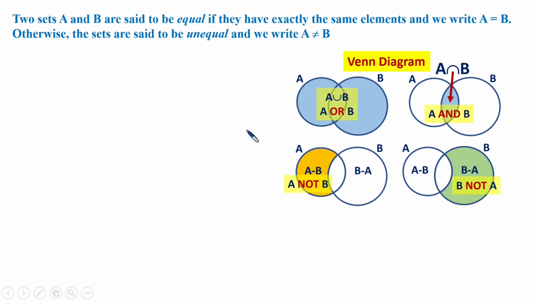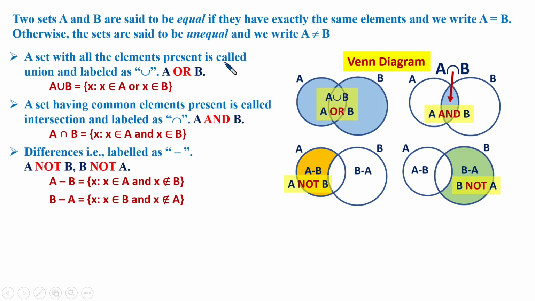So let us write this in words. A set with all elements present is called the union and is labeled with a capital U here, or one can write A or B. Okay? This symbol is called a union, or one can think of it as an OR, which we have described here. So how do you write it in set builder form? You write A union B is equal to X such that X belongs to A or X belongs to B.